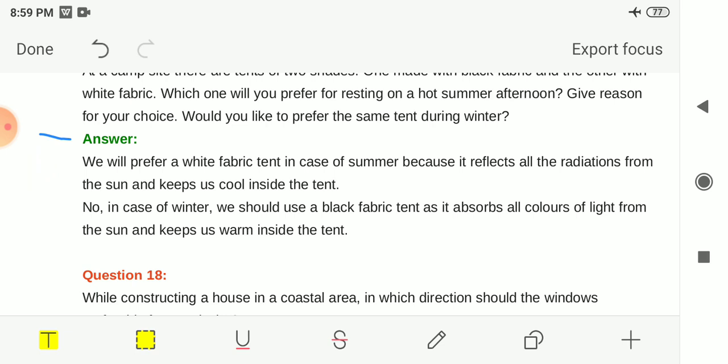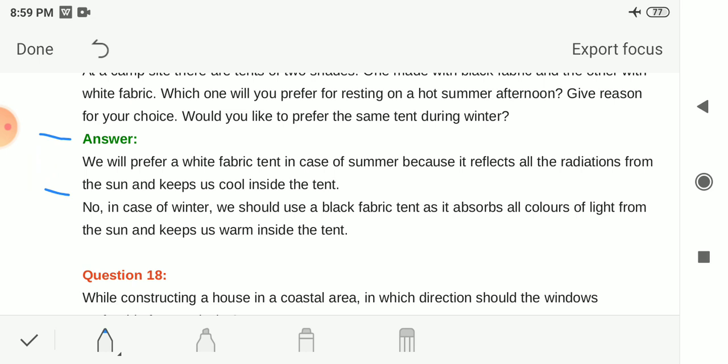So we will prefer white fabric tent in the case of summer, because it reflects all the radiation from the sun and keeps us cool inside the tent. So in the summer season, we will prefer the white fabric tent, as most of the heat is reflected, so that's why we can feel comfortable inside the tent.